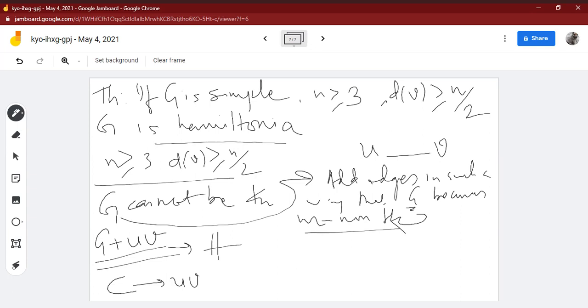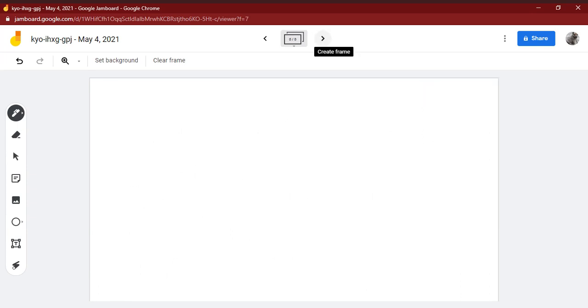Clear? So we write C as V1, V2, dot dot dot, Vn, and again V1, because it is a cycle. In this case V1 is U and Vn is V, because we have joined U and V. So we take V1 and Vn as U and V. Now let us define two sets. One we define as S, another we define as T.